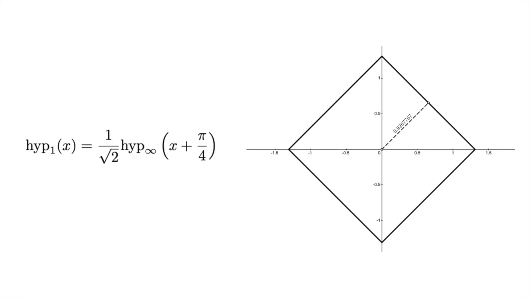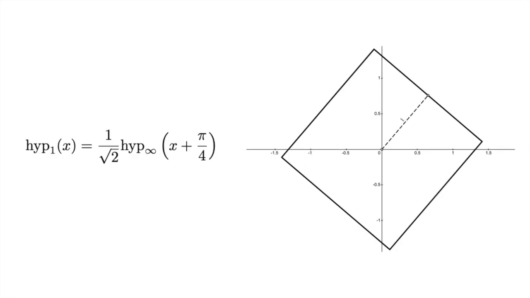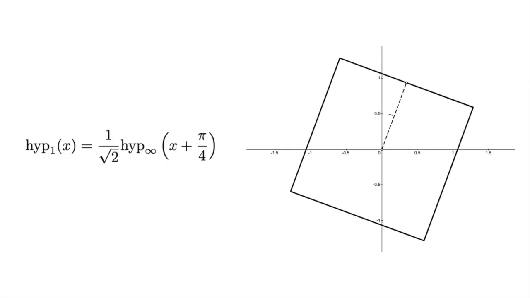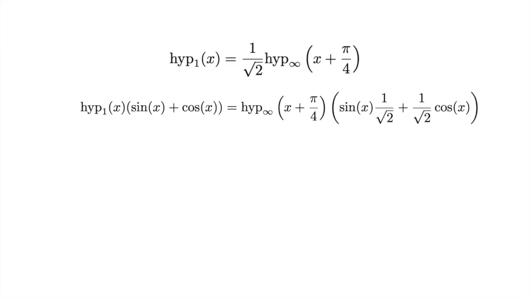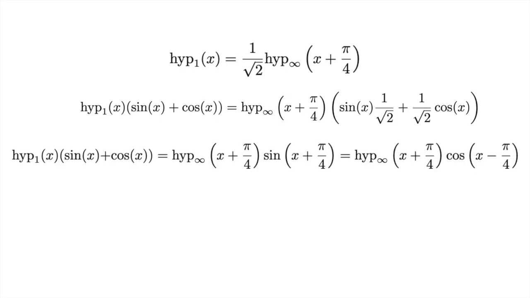Algebraically, this relationship looks like this. Height base 1 of x is just height base infinity rotated by pi over 4 and scaled by 1 over root 2. From this, we can derive some new equations. Multiply both sides by sine plus cosine. Then, using the angle sum formulas, the right hand becomes sine of x plus pi over 4 or cosine of x minus pi over 4.